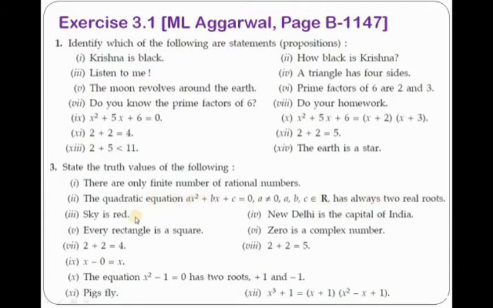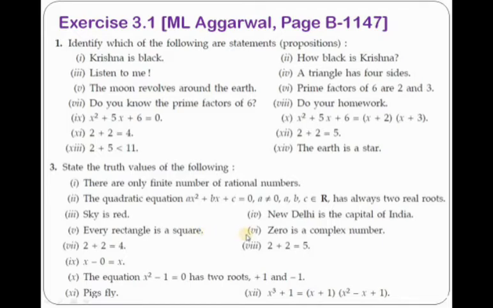Okay, number 3, sky is red. Again, this is false. And number 4, New Delhi is the capital of India. That is true, right? Every rectangle is a square. Is this true? Kindly think, okay? So number 5, I'm leaving to you. You just think whether every square is a rectangle or every rectangle is a square. So you have to think that, all right? So I'm leaving question number 5 for you.